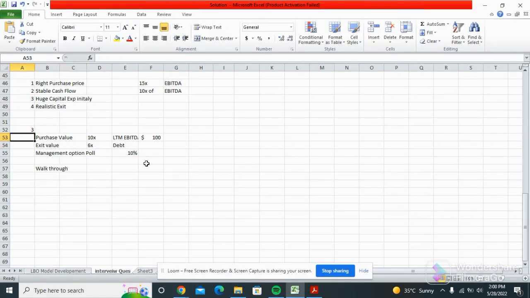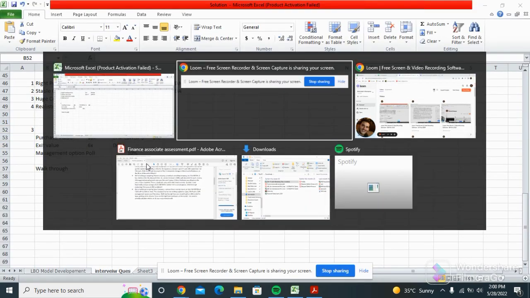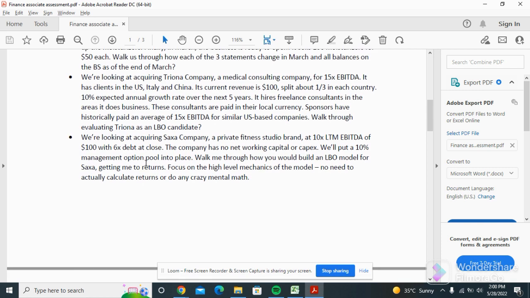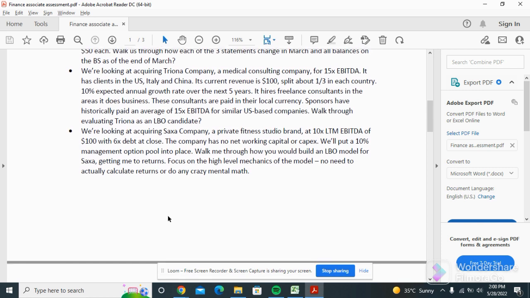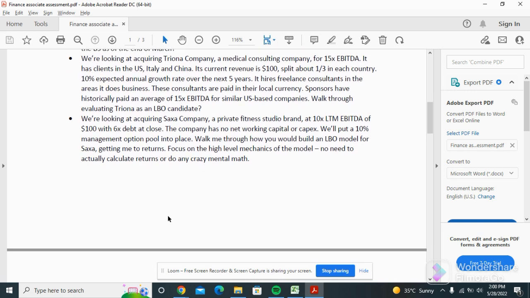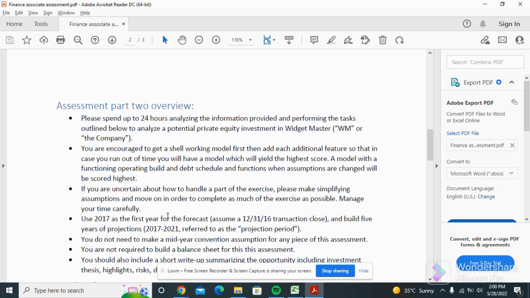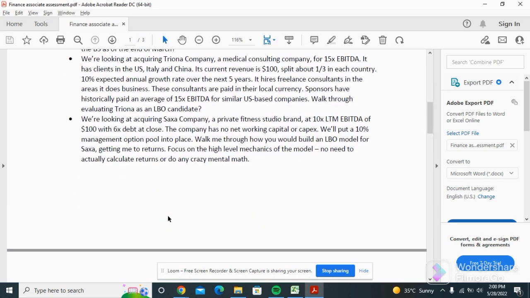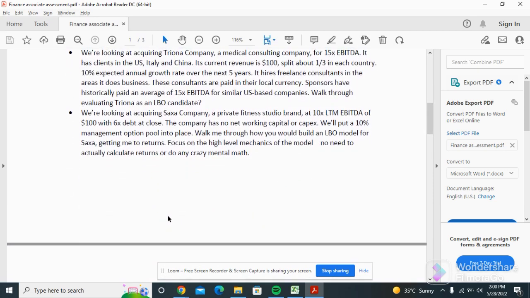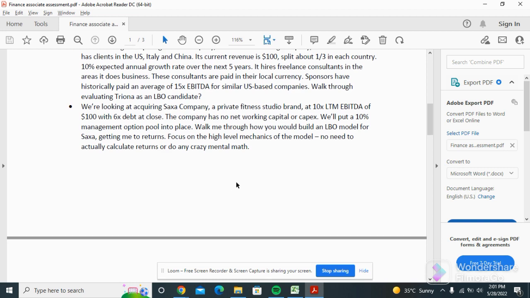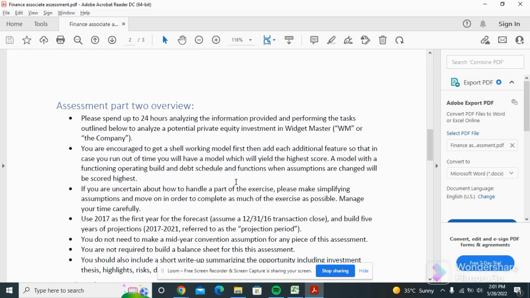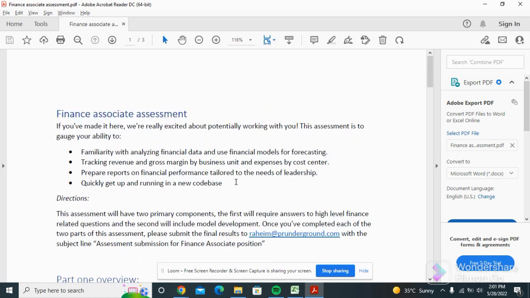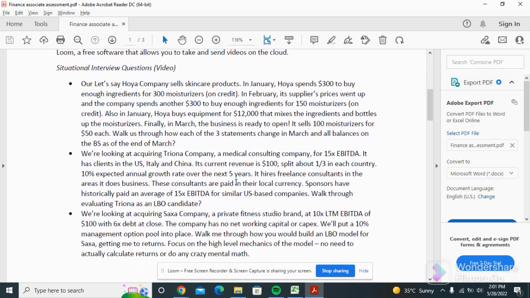So, in question number three, let me share the question with you. Basically, in question number three, there is a company. This is also related to the LBO model. This is a company, Saxa, a private fitness studio brand, and we are basically acquiring this company at 10 times the earnings before interest and tax.